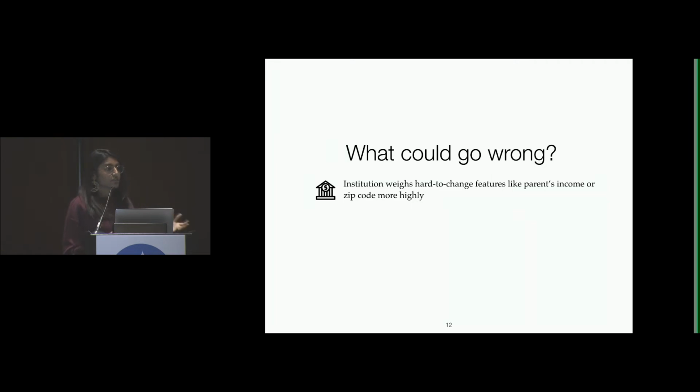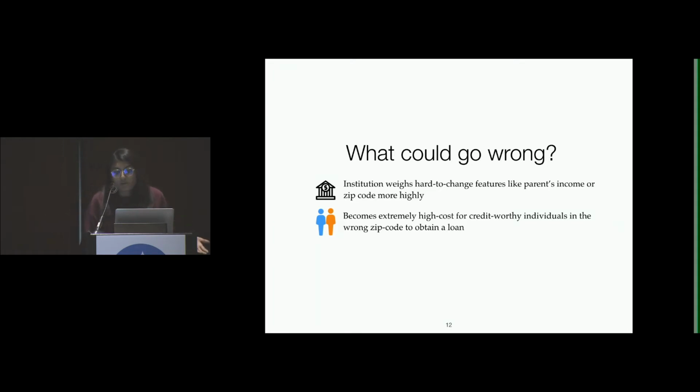Now, these may be very predictive, but it seems very unfair to use these kinds of features weighted very highly, right? Or at all. Because if you are creditworthy, but you live in the wrong zip code, it's now extremely high cost for you to obtain a loan. Like, maybe I have to move to a wealthier neighborhood and buy a house there. And that seems pretty unreasonable.